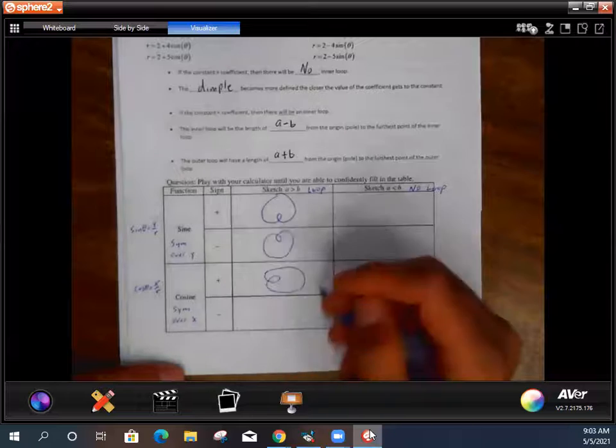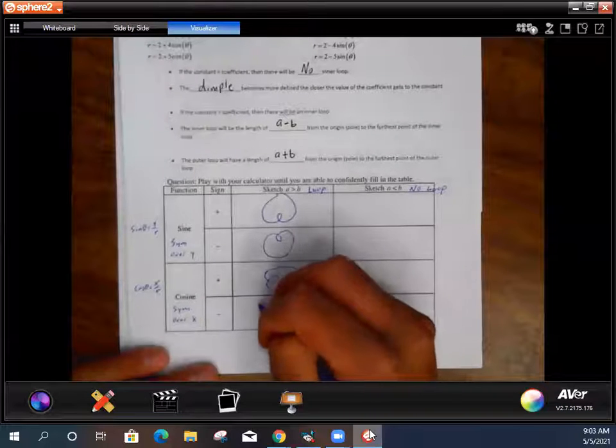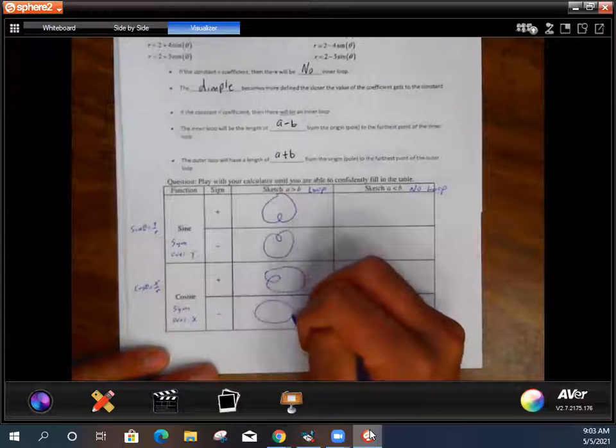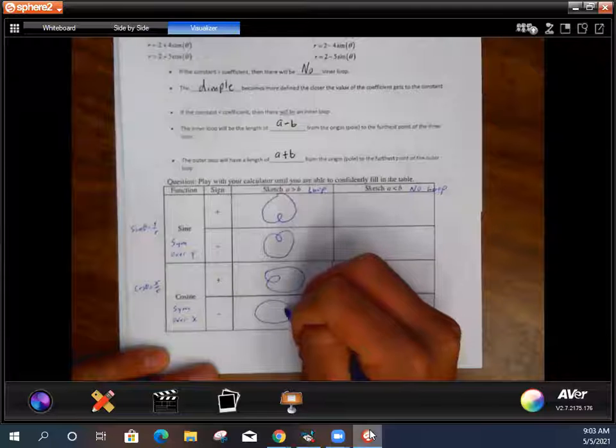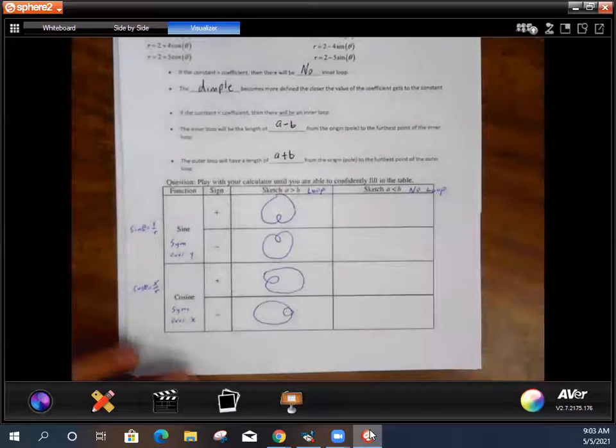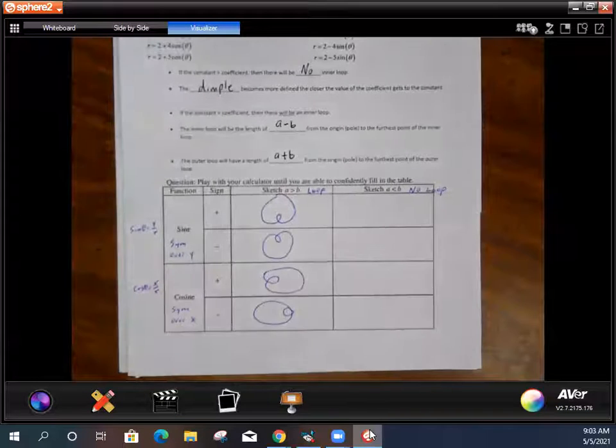So cosine, if there's a negative, is going to be facing in the negative direction. Right, again, we'll learn how to graph these by using the rectangular graph. But again, knowing these things will help.